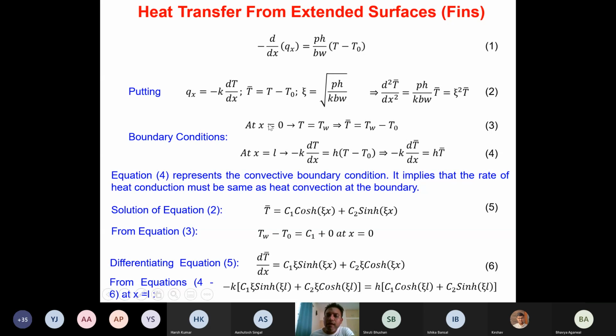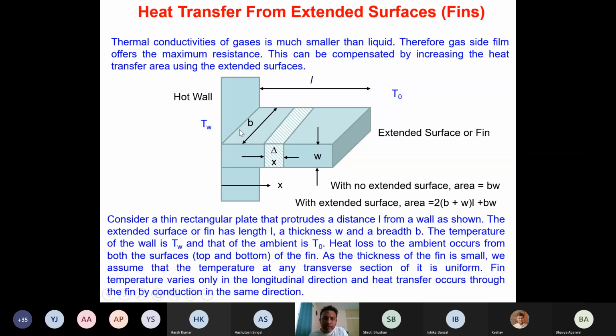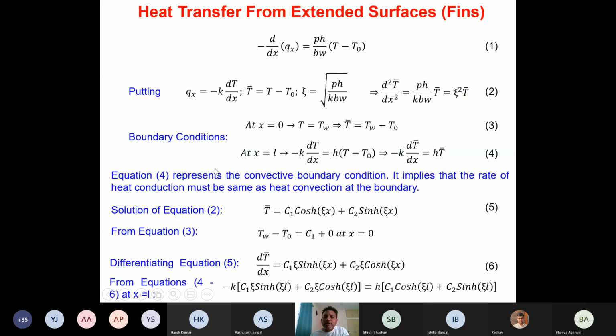The boundary conditions are, at x equals 0, that is the base of the fin, the temperature is going to be T W, the temperature of this vertical wall, isn't it? So at x equals 0, T is T W, and therefore T bar will be given as T W minus T naught.